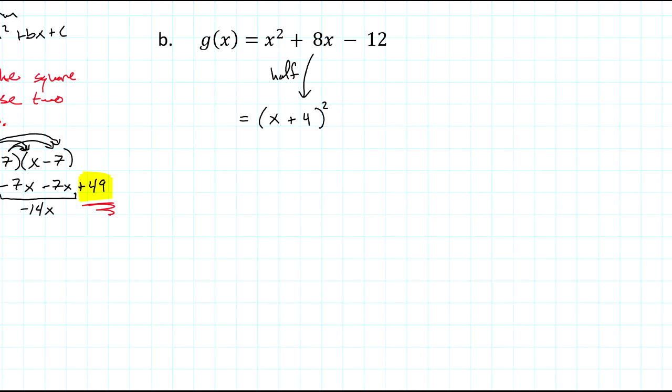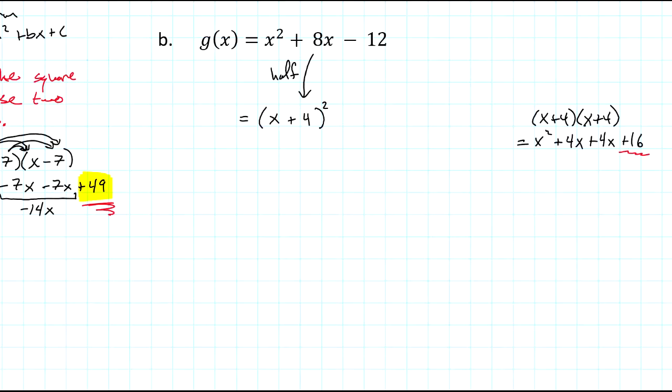Now, if we FOIL that out, then this will give us x squared plus 4x plus 4x again. It's also going to add a 16 to everything.